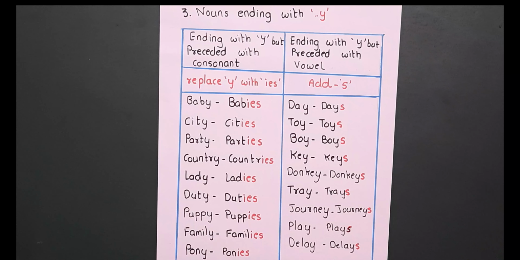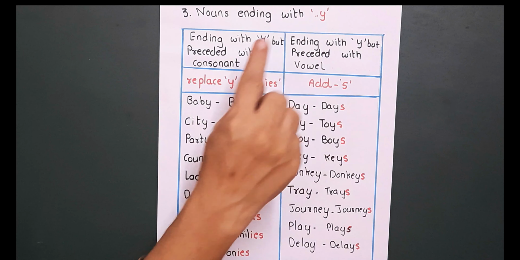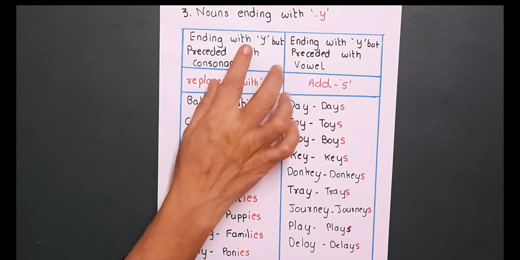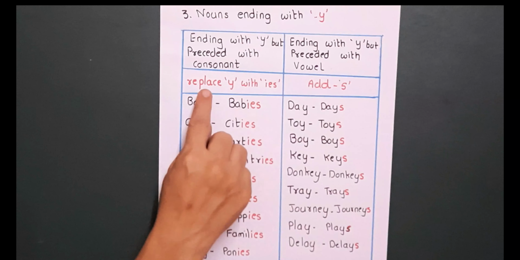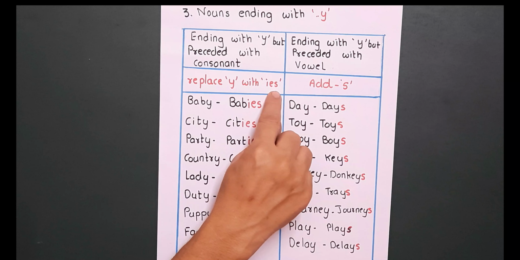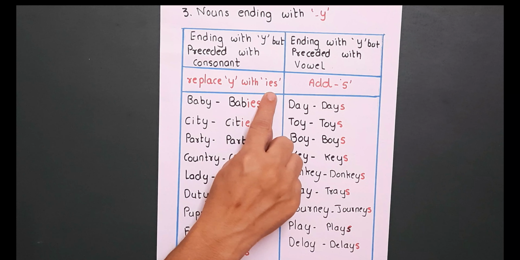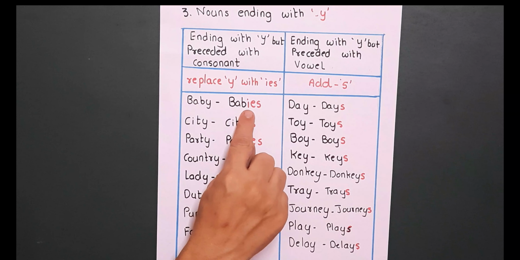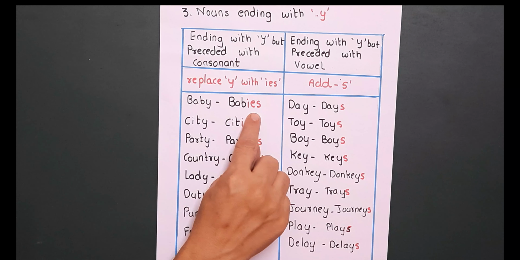Now we will be seeing the rules for the nouns ending with y. For this, we should see what is preceding the y. If a consonant is preceding the y, then the rule is y has to be replaced with ies. That means y has to be removed and ies has to be added. For example, baby, the plural becomes babies. Y is removed and ies is added.